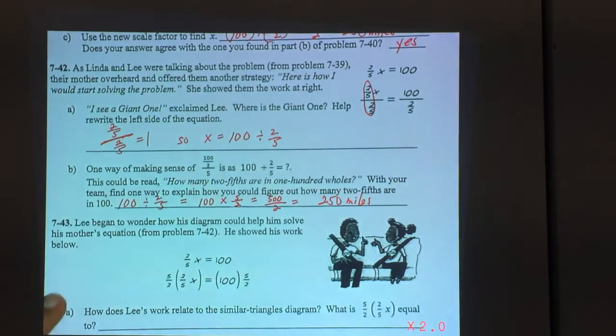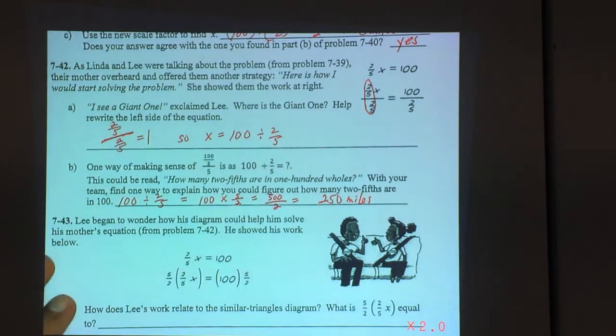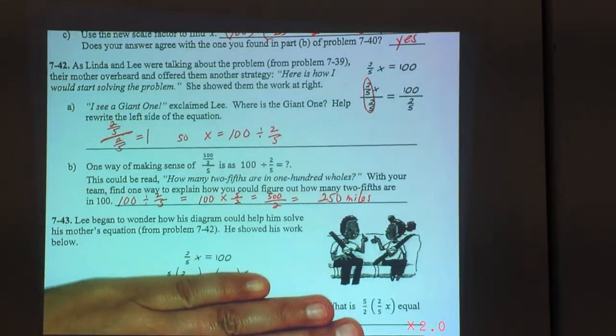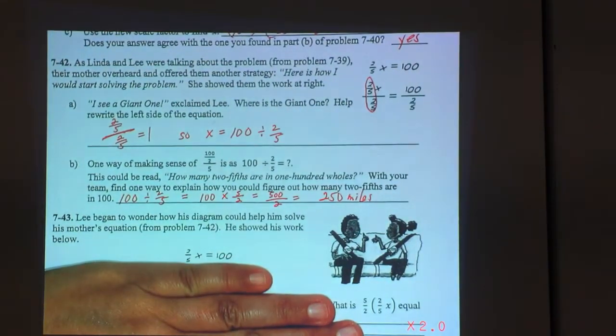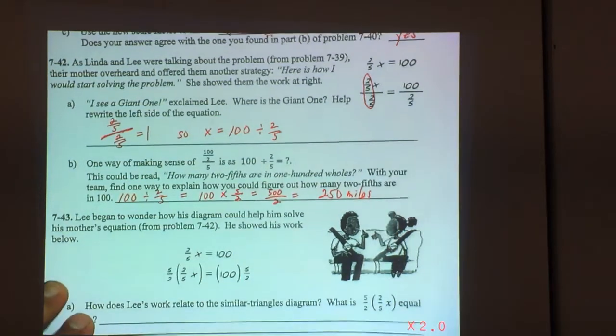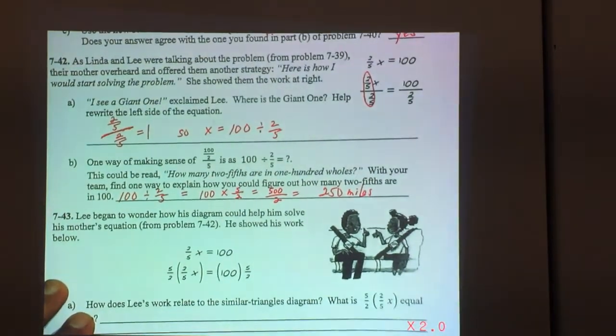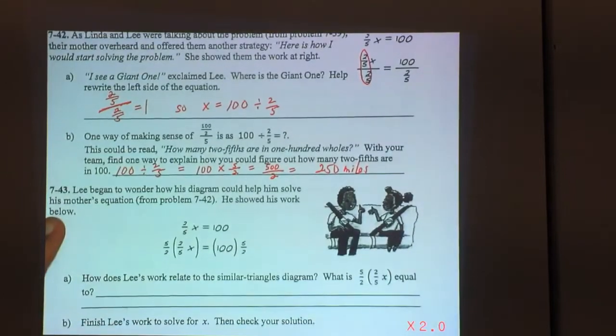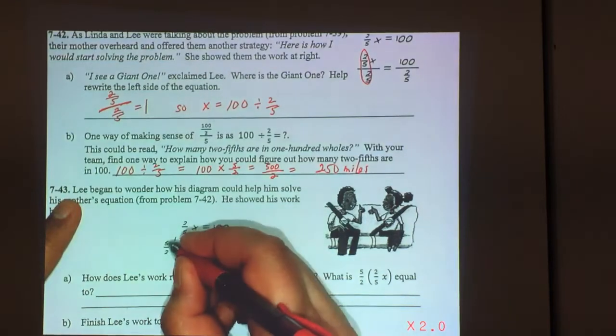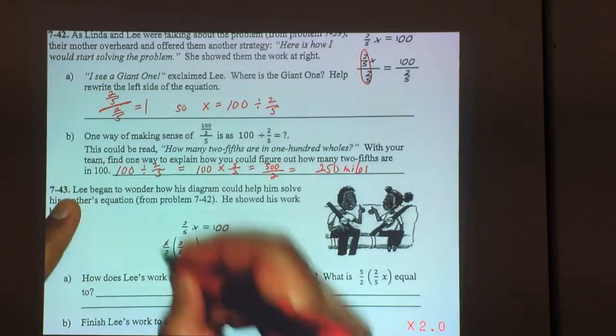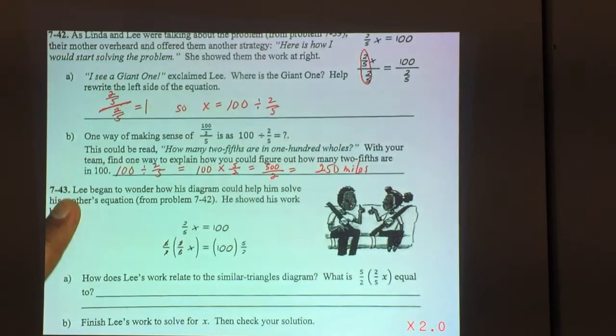All right. So Lee began to wonder how his diagram could help him solve his mother's equation. He showed his work below. So there's Lee's original, right there: the 2/5 x equals 100. So he knows he had to multiply both sides by 5 over 2. And when I multiply both sides by 5 over 2, watch what happens. The 5's cross out because it's a giant 1, and the 2's cross out because that's a giant 1. So what am I left with on the left-hand side? Just x.